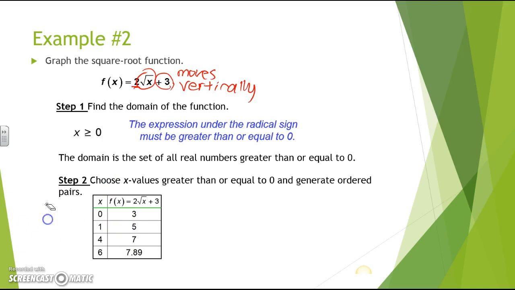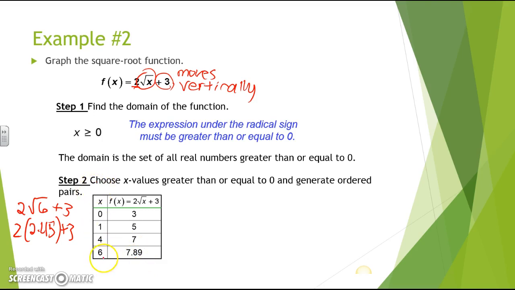Then they did 2 times the square root of 4 plus 3. The square root of 4 is 2, so 2 times 2 plus 3. So that's going to be 4 plus 3 is 7. The last one, 6, that's 2 times the square root of 6 plus 3. When you take the square root of 6, it's going to give you a decimal of 2.45. So you take 2 times 2.45 plus 3, round it to the nearest hundredth, and it's going to give you about 7.89.